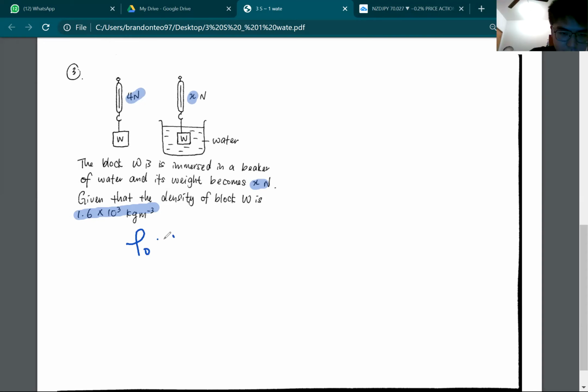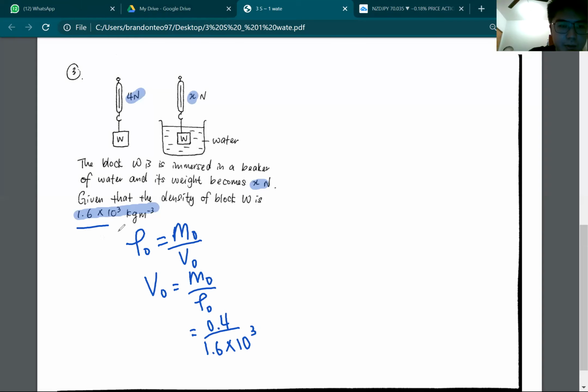Density of object is mass of object divided by volume of object. So let's find the volume of the object first. V equals M_O divided by density O, and that is 0.4 divided by 1.6 times 10 to the power of 3, because here is given the density and the mass. So volume is 2.5 times 10 to the power of -4 m³, if you press the calculator.